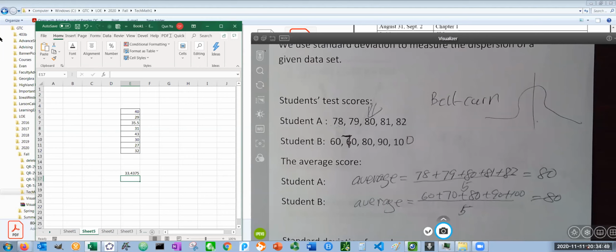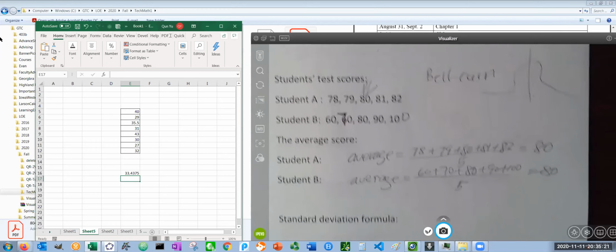In other words, to tell which student's performance is more reliable without looking at the data set itself, we need another measurement. And this measurement will tell us how dispersed the data set is. That measurement is called standard deviation. Now let's do some calculation of standard deviation for both data sets and then compare the results. After that, we will have a very good idea how good this measurement is.